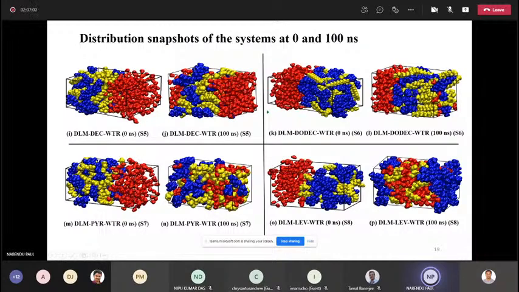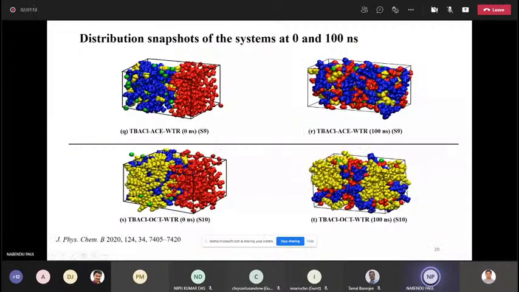But when you go again to the pyruvic acid and levulinic acid systems, you can see that it is again disrupting. The water is disrupting the DES systems. These two systems, S9 and S10, are the tetrabutyl ammonium chloride based systems, in which in one, acetic acid is the hydrogen bond donor, and in the other, octanoic acid is the hydrogen bond donor.